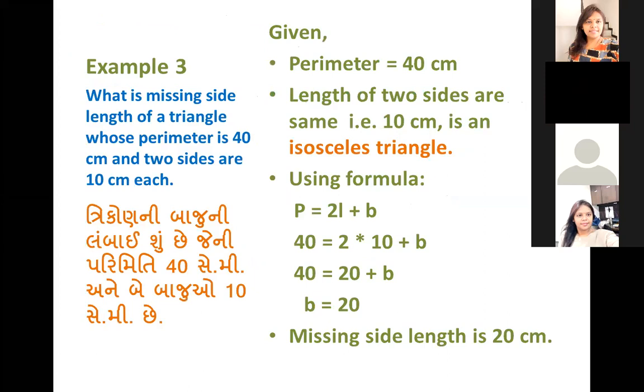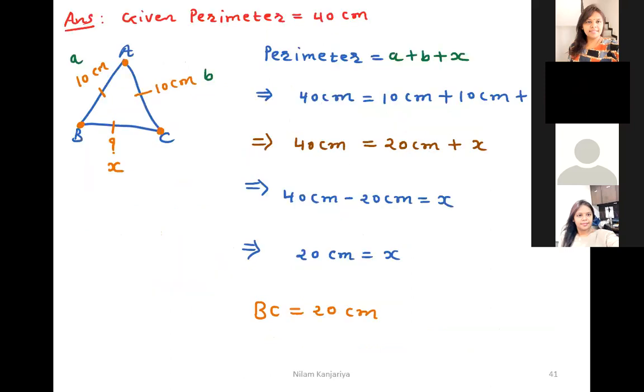Here we know the triangle whose any two sides are equal is known as isosceles. So for the isosceles perimeter, we can use a formula, but it is not needed always. You just take a simple thing: the sum of all the side lengths gives the perimeter. Put the given terms and find the missing term. So BC's length is 20 centimeter.